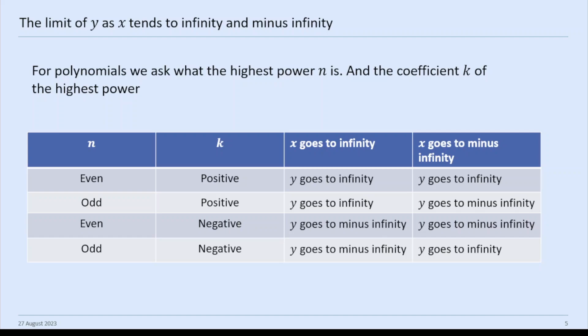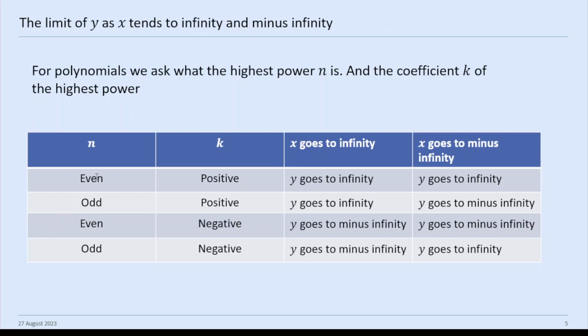On the other hand, if the highest power was 3, so it was x cubed, then 100 cubed is 1,000,000, but minus 100 cubed is minus 1,000,000. So actually, as x goes to minus infinity, y is going to minus infinity too. So that's different. We've got a little table here.